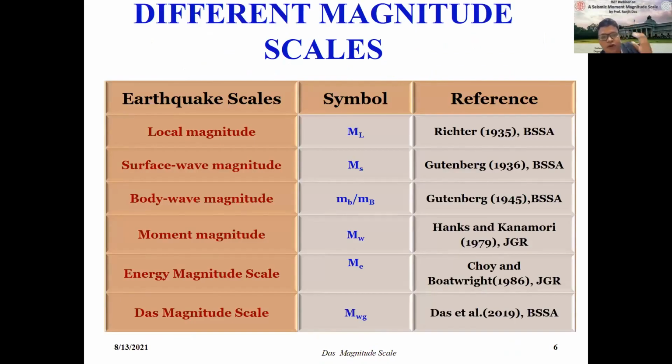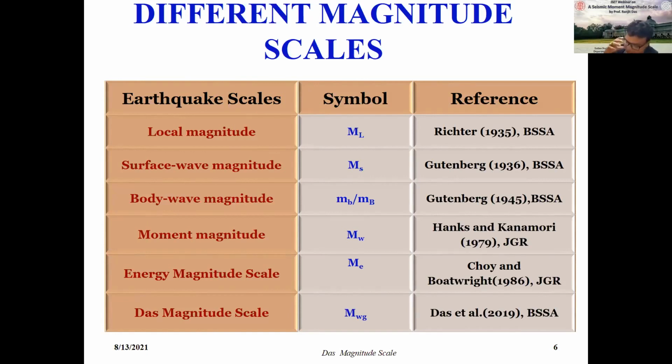So these magnitudes, from the very beginning, from 1935... earthquake science is a very new science. In 1935, Richter first developed a mechanism by which one can measure earthquake size. That is called local magnitude, also called the Richter magnitude scale, which was published in 1935 in BSSA. This scale was basically defined for Southern California to understand the seismicity of that area.